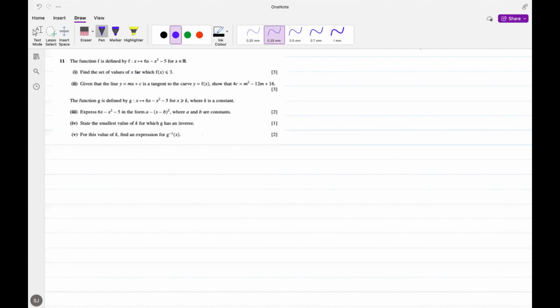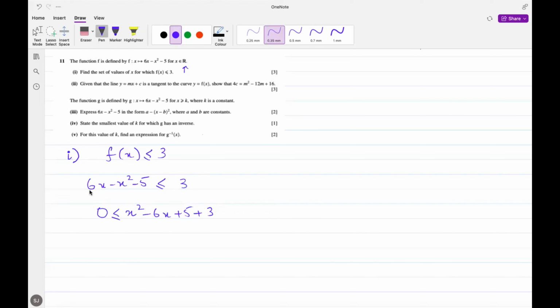In question 11, we have a function f of x, which is defined by 6x minus x squared minus 5 for x an element of the real numbers. It means x is taking up all the values, negative and positive. In the first part, we have to find the set of values of x for which f of x is less than or equal to 3. So f of x is 6x minus x squared minus 5, and we'll write it as less than or equal to 3. Simplifying this, to make the x squared positive, we can write it as x squared minus 6x plus 5 plus 3 greater than or equal to 0.